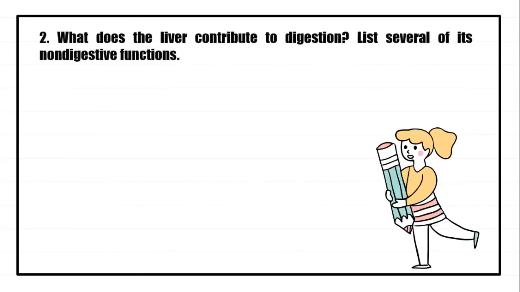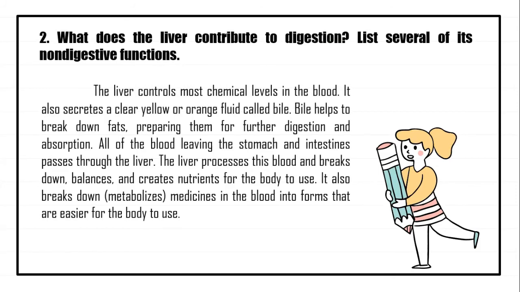Next, what does the liver contribute to digestion? So these are several of its non-digestive functions. Our liver controls most chemical levels in the blood. It also secretes a clear yellow or orange fluid called bile. Our bile helps to break down fats, preparing them for further digestion and absorption. All of the blood leaving the stomach and intestines passes through the liver. So the liver processes this blood and breaks down, balances, and creates nutrients for the body to use.